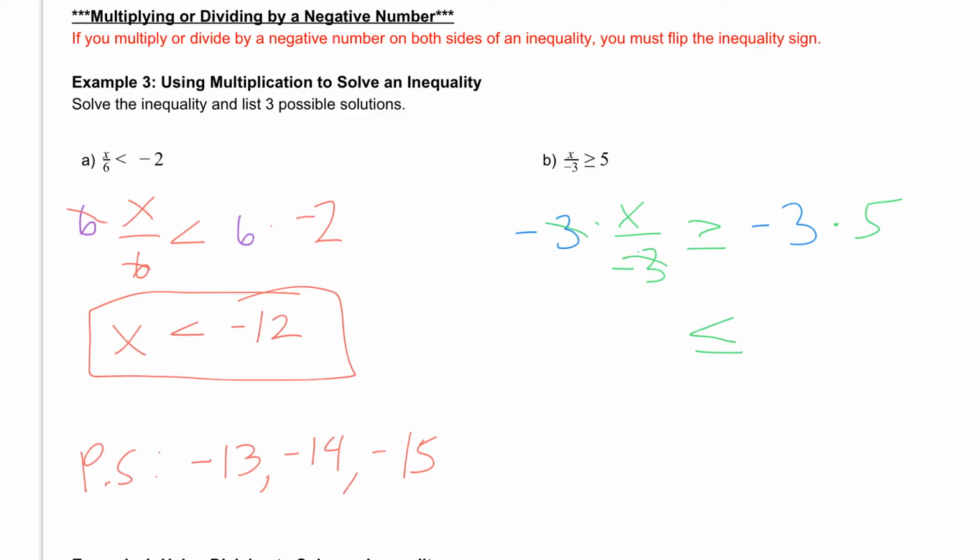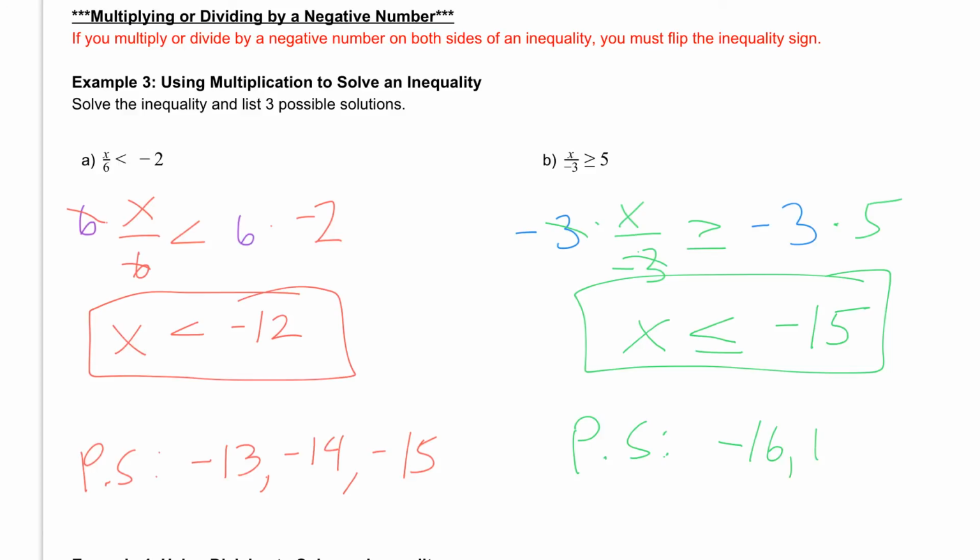My negative 3's still cancel out, my x comes down, and on the right-hand side, negative 3 times 5 will give me negative 15. And then possible solutions, numbers smaller than negative 15 would be numbers like negative 16, negative 17, and negative 18.